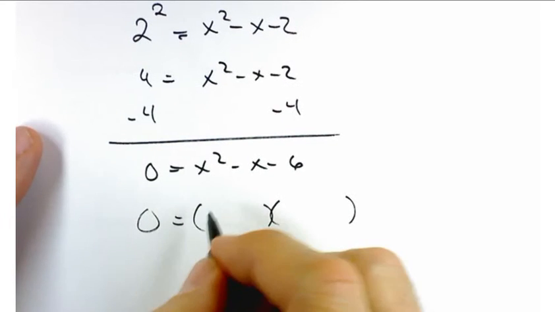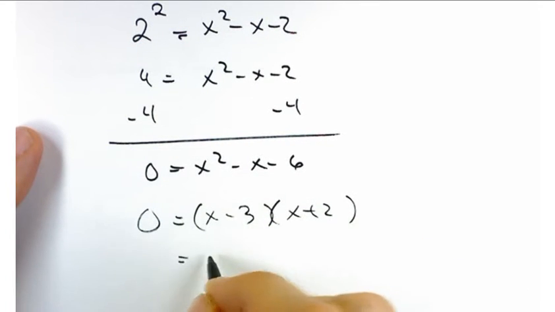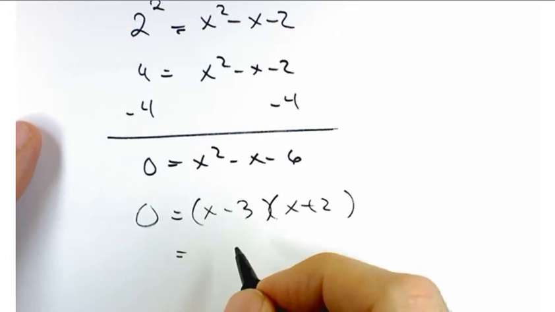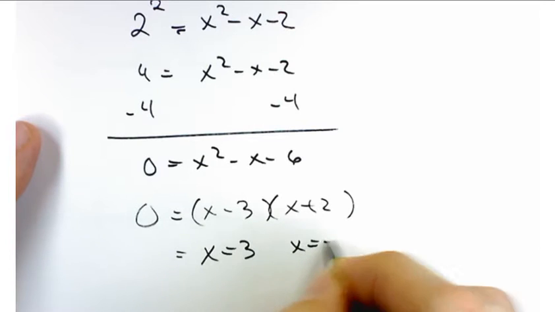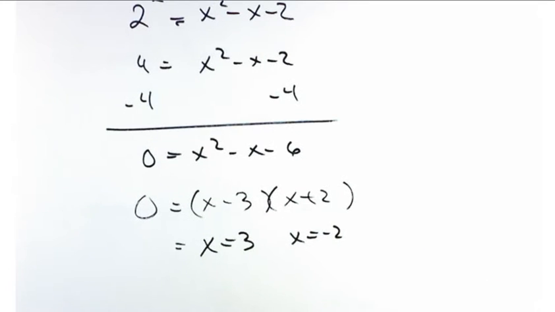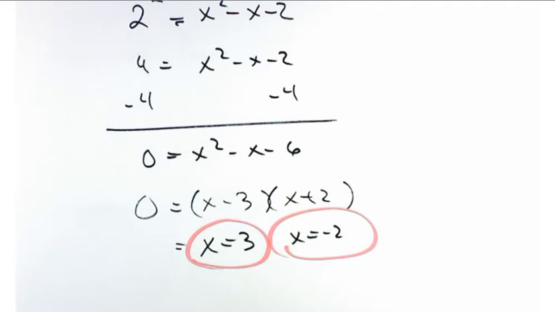That factors x minus 3, x plus 2. So x equals 3, x equals negative 2. We good with those? We should probably check them.